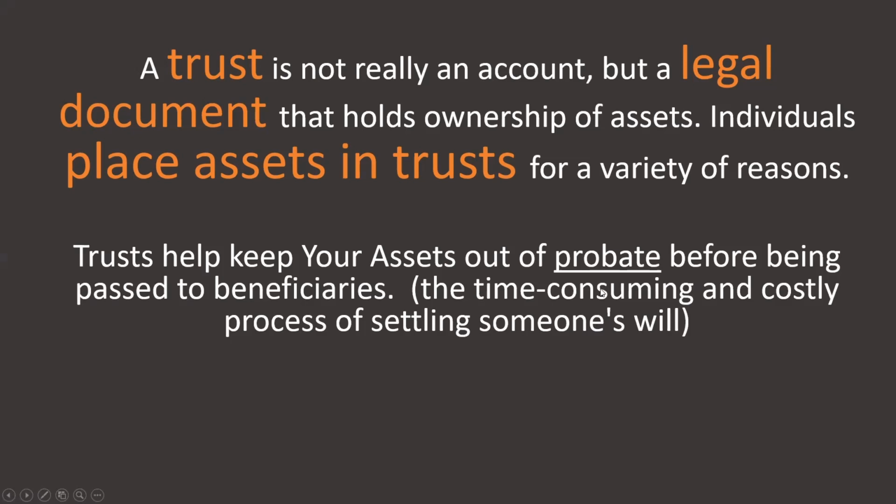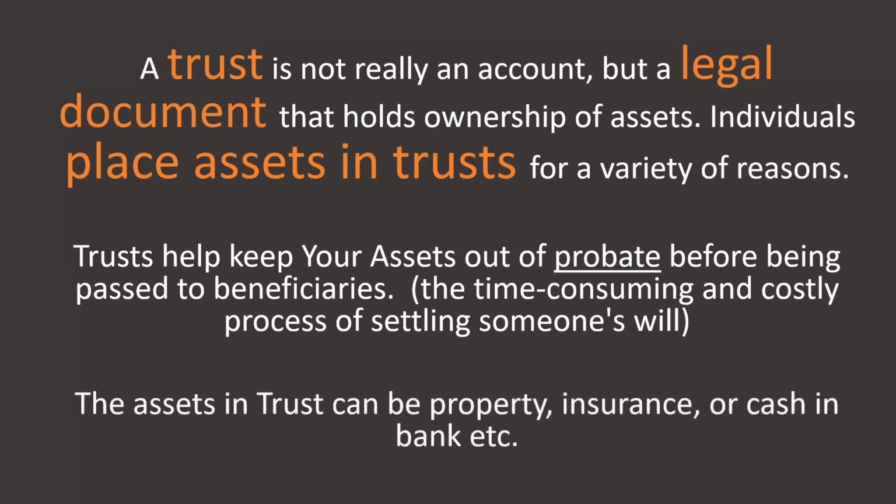So if I die and the instruction is to give this money to so and so, everything is stated. All they have to do is come forward and prove that this person has passed on. Then the trustee will release the funds to the beneficiary, following your instructions. Trust assets can be in the form of property, insurance, cash in bank, and so on.